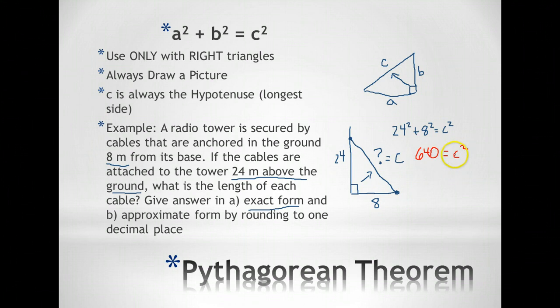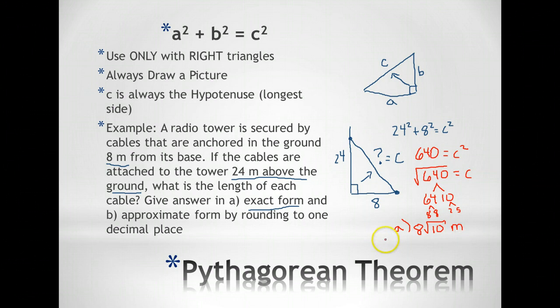If I want to know what c is, again, I undo squaring by taking the square root of both sides. So normally when you take the square root of both sides, you get plus or minus. But this is a length. Lengths are never negative. So the square root of 640, that's 64 times 10. And I know 64 is a perfect square. That's 8 times 8. 10 is 2 times 5. There's no pairs there. So in exact form, the answer to part A is going to be 8 times the square root of 10 meters.